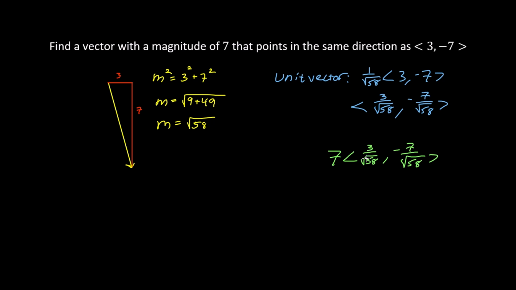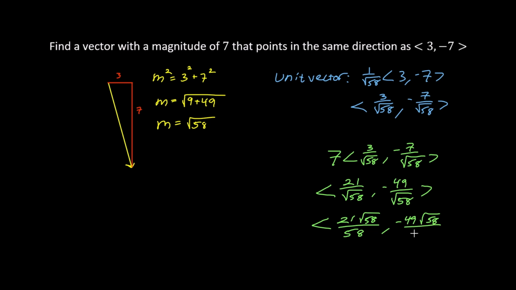Some people out there are saying, wait a second, you have to rationalize. I'm going to wait to rationalize until the very end. That's just my choice here. So 21 over the square root of 58 and negative 49 over the square root of 58. Now I'm going to rationalize so that I get that square root out of the denominator. So 21 root 58 over 58 and negative 49 root 58 over 58. So here is my rationalized vector. I can guarantee you this does have a magnitude of 7.